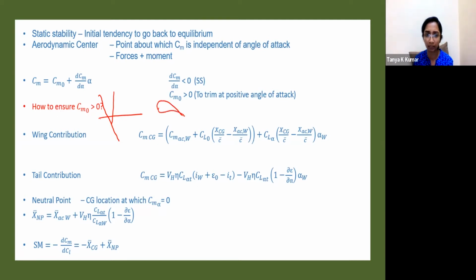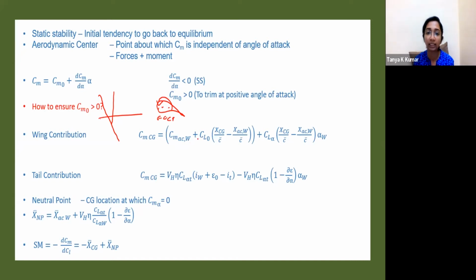We had discussed this in the previous class. This is the center of pressure and this is the AC. So if the moment generated, the forces generated, the CP are transferred to AC, there is a negative moment, negative pitching moment, that is pitch down. So for a positively cambered airfoil, the CMAC wing is negative.